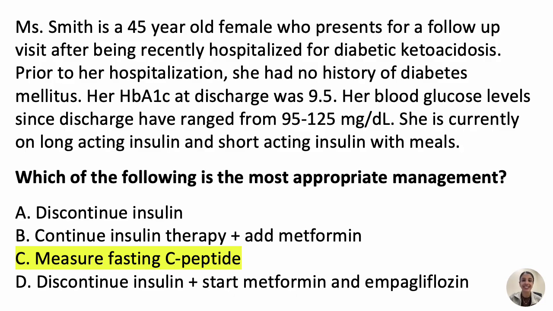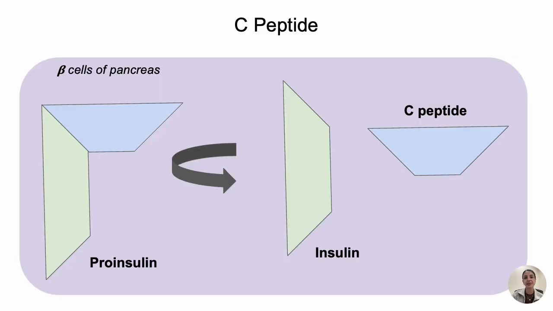The correct answer is C, so let's explore why. To start, we need to explore what is C-peptide. C-peptide is a byproduct of insulin synthesis. In the beta cells of the pancreas, proinsulin is cleaved into insulin and C-peptide in equal amounts. So if your body is making insulin endogenously, it's also making C-peptide.